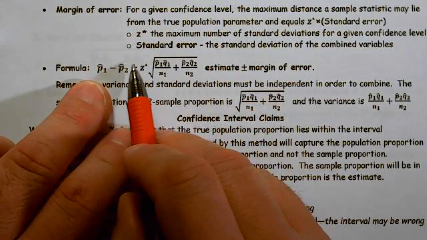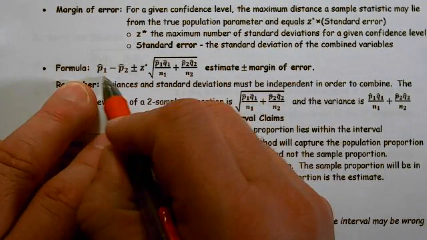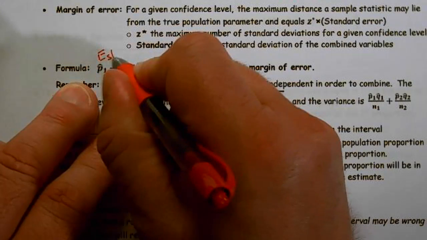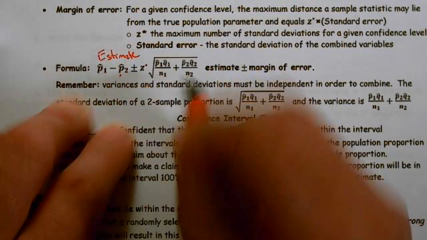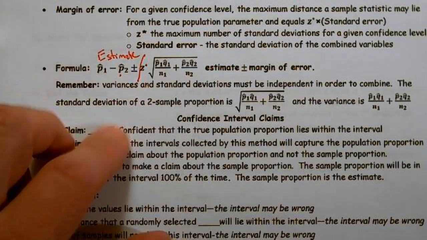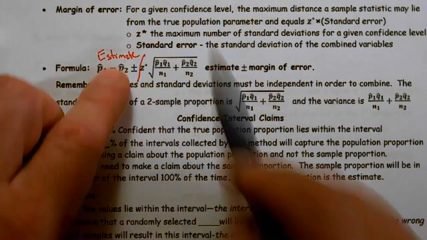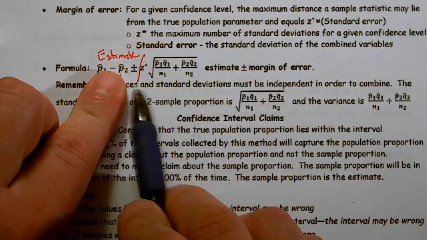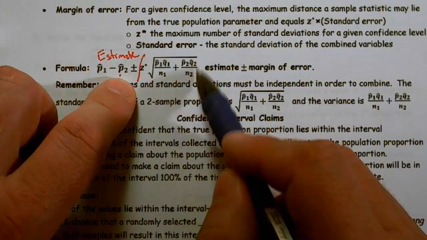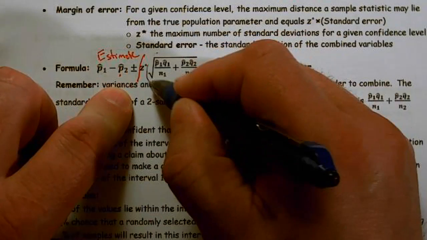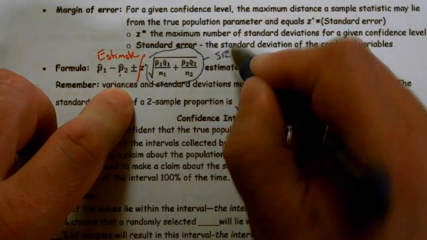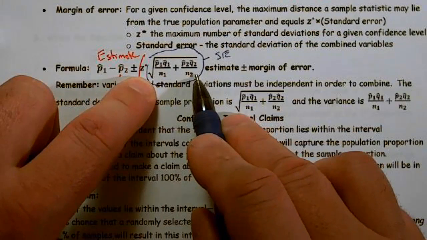So basically, this part right here, the p hat 1 minus the p hat 2 is our estimate. And everything that follows the plus or minus is the margin of error. So the part to the right, so beginning with Z star, is the margin of error. And then the radical, the square root part, is the standard error. So the standard error is just the square root.